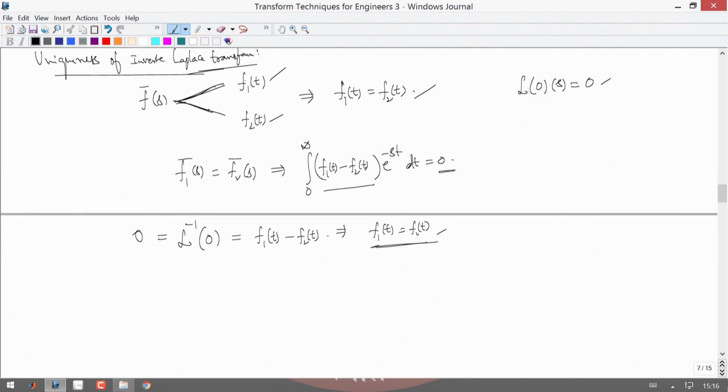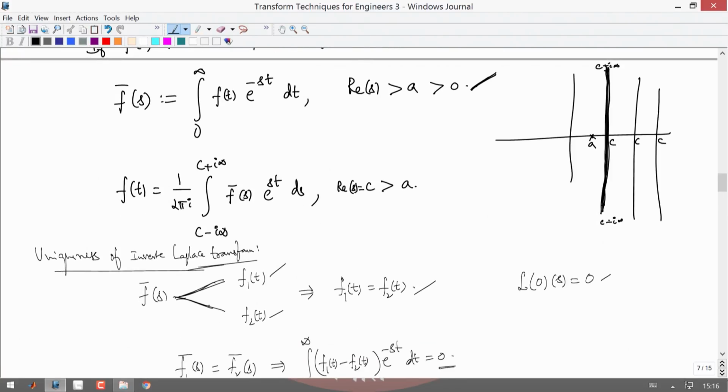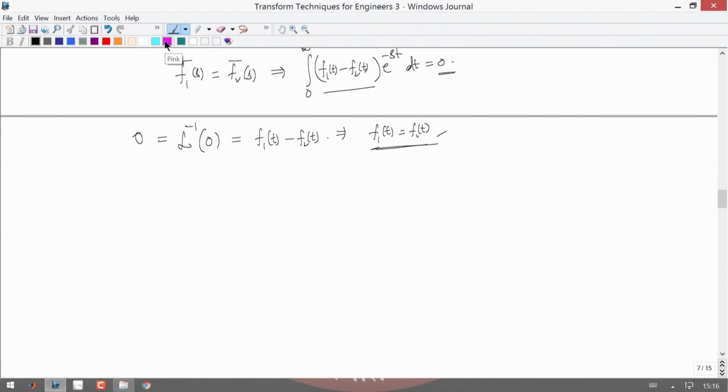Okay. So, we can also show that if f is an exponential function of order a, then the Laplace transform is defined. So, we will show that it actually exists. So, let me write it as a result, a small result.